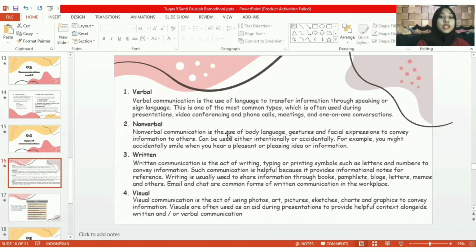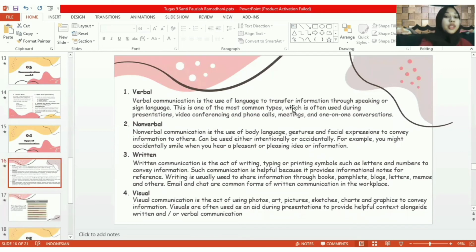The second is nonverbal. Nonverbal communication is the use of body language, gestures, and physical expression to convey information to others. It can be used either intentionally or accidentally. For example, you may accidentally smile slightly when you hear a pleasant idea or information.